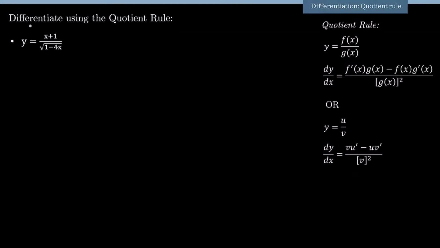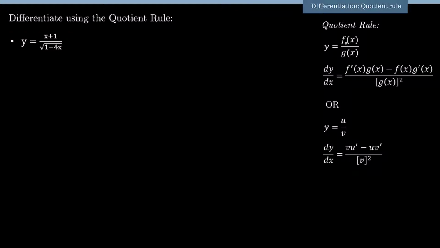In this video, I'll be doing an example of differentiating through the quotient rule. Here I have y is equal to x plus 1 divided by square root of 1 minus 4x. We know that we apply the quotient rule when we have two functions that are getting divided by each other. And then the derivative looks like this.